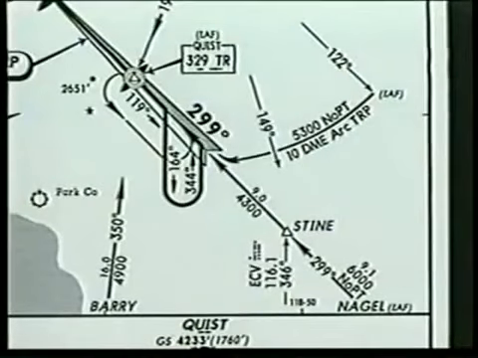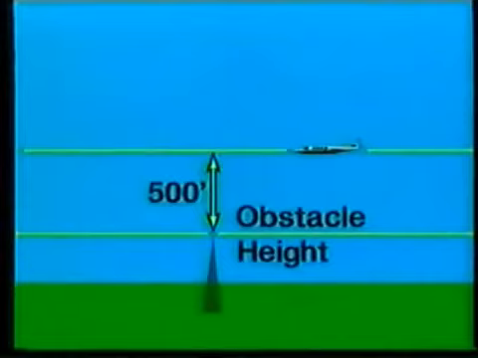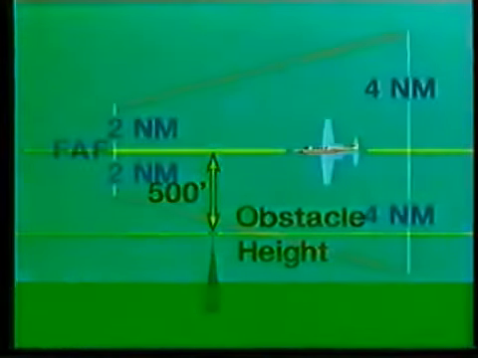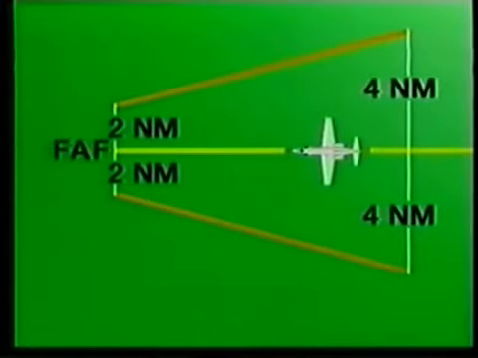The intermediate segment for this approach at TERPS when arriving from the southeast begins at Stein intersection, or when you're aligned with the final approach course after flying the DME arc, or after flying the procedure turn. While on the intermediate segment, you are provided with a minimum of 500 feet of obstacle clearance. The width of this segment tapers from 4 nautical miles on either side of the course at the start of the segment down to as little as 2 nautical miles at the final approach fix.